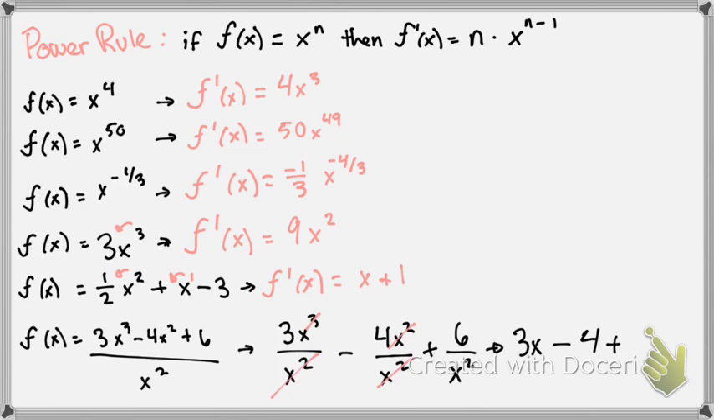so 6 over x squared can also be written as x to the negative 2, because whenever you have a negative exponent, that just means you're going to put it at the bottom of a fraction, right? So we can rewrite this x squared as x to the negative second power.